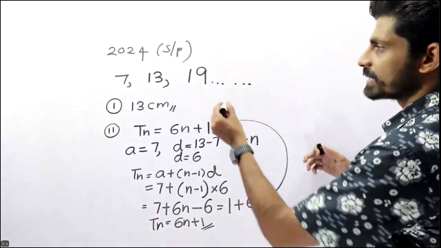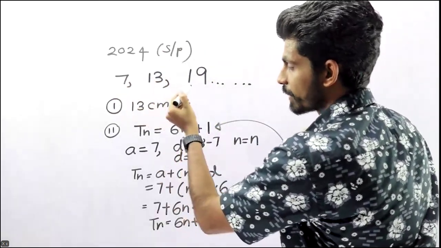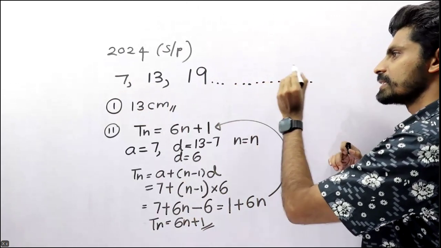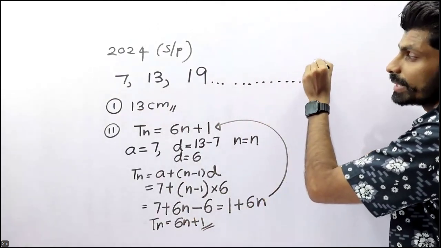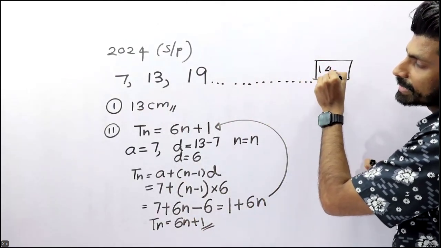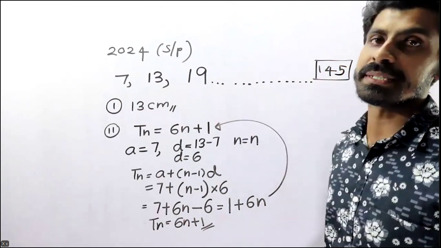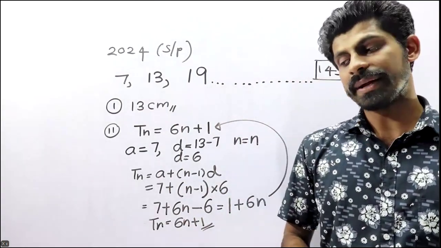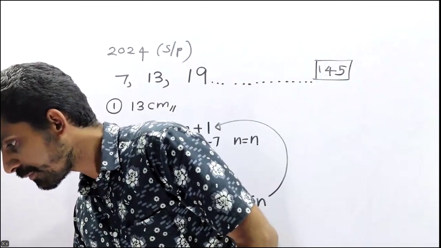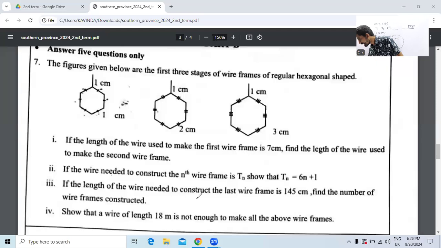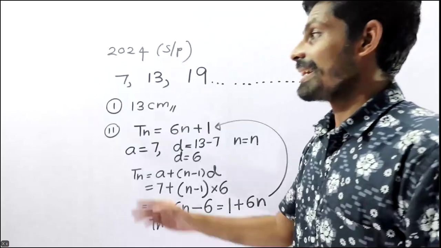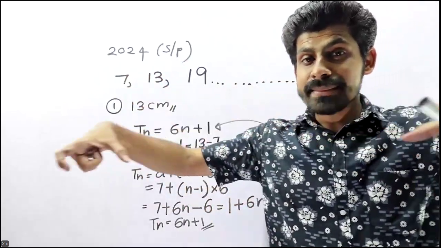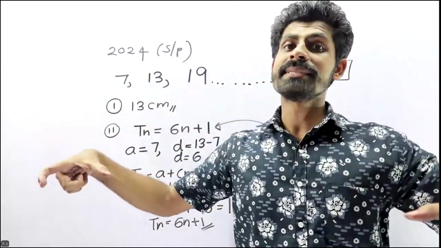So this is the progression, no? So we can continue the terms. What is the last term? The last term means 145 centimeters is the last one, right? So that is what we need to take from the question: the wire needed to construct the last wire frame is 145 centimeters. They are asking how many terms there are.